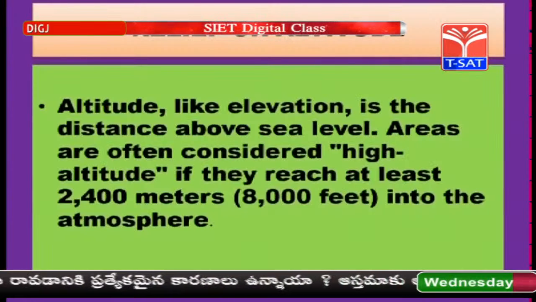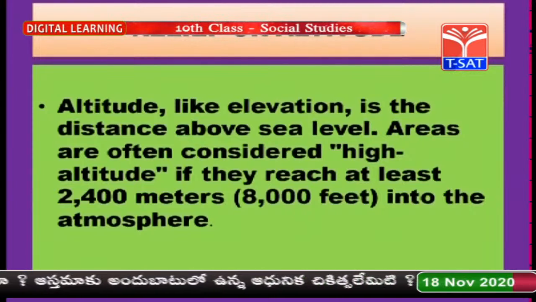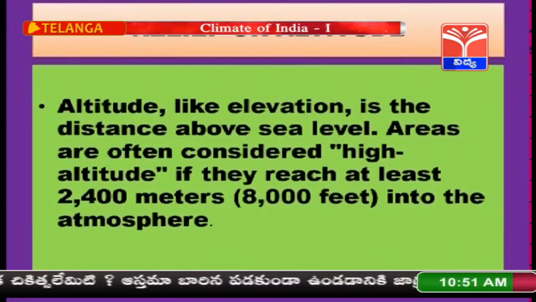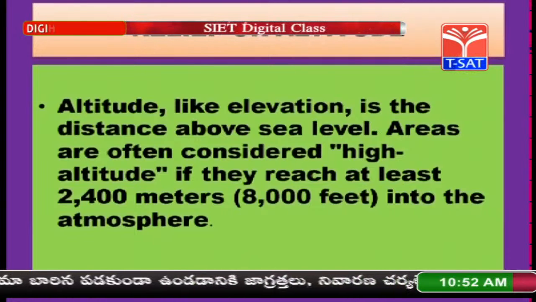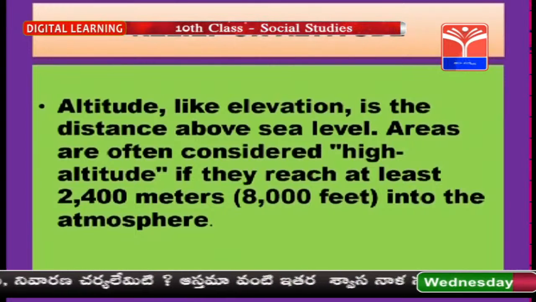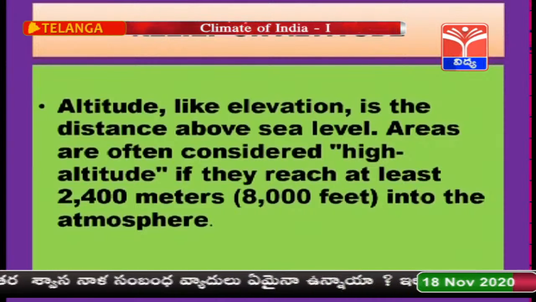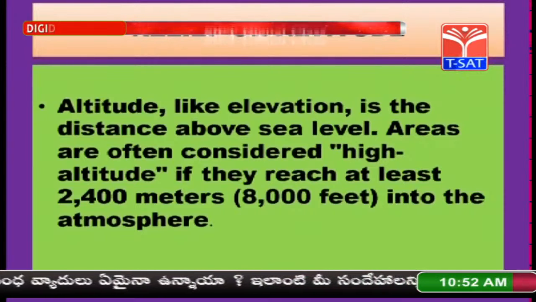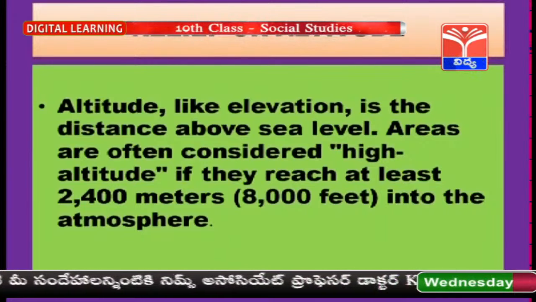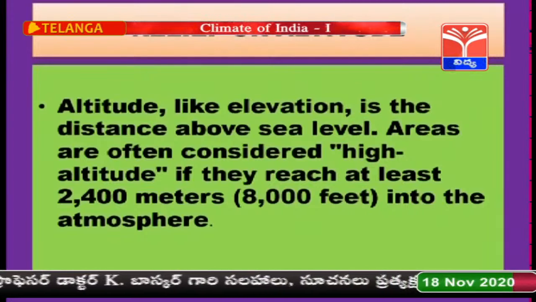Third factor that influences climate and weather is relief or altitude. What is altitude? It is height. So, altitude, like elevation, is the distance above sea level. Areas are often considered high altitude if they reach at least 2,400 meters or 8,000 feet into the atmosphere.